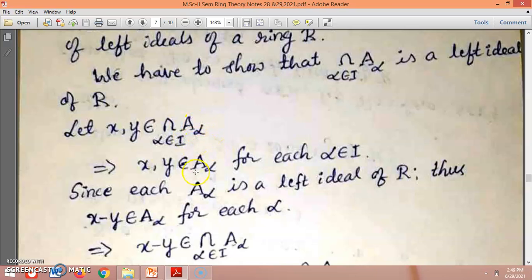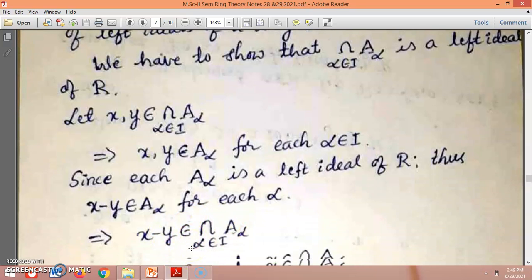If it is a common term, definitely it would have been A alpha, for each alpha a member of the indexing set. Since each A alpha is a left ideal of R, it definitely satisfies closure under addition. So for each alpha it satisfies closure under addition. Then the intersection of A alpha, alpha a member of I, also satisfies closure under addition.